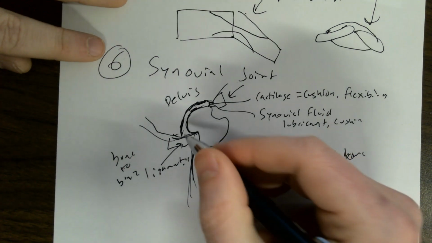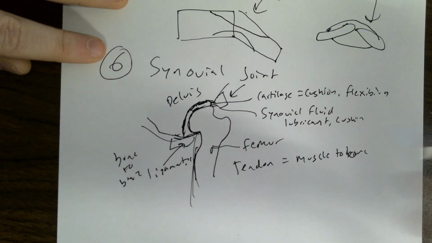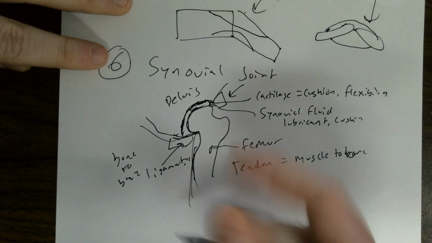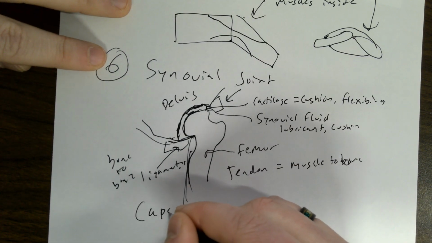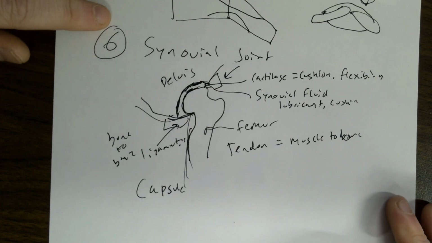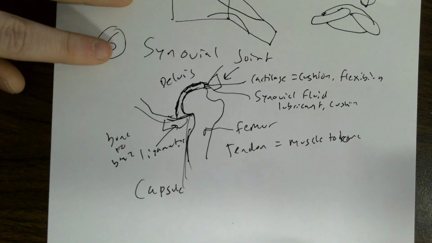And so they're free moving and they're enclosed in a capsule. And so right near where the ligament is, there's also the capsule. And so there's capsule that holds all that fluid in place. So those are your synovial joints.